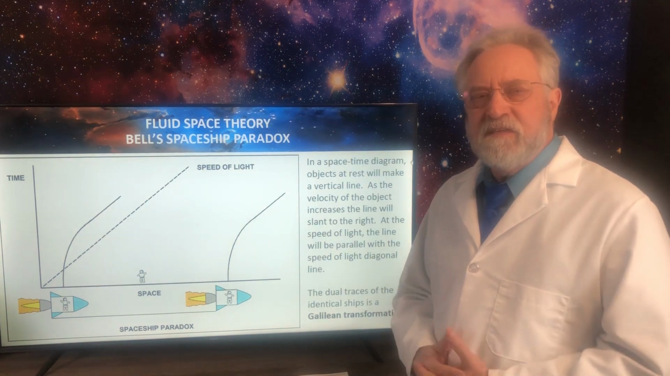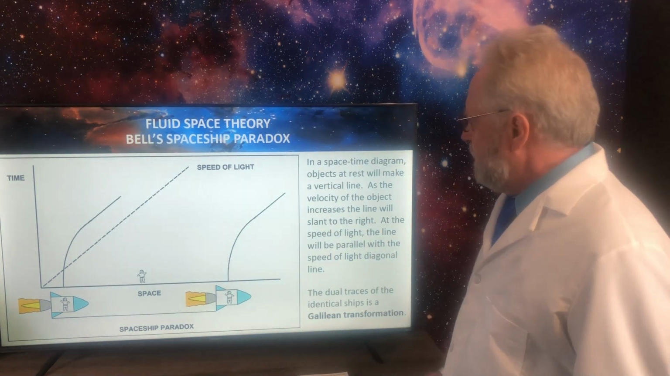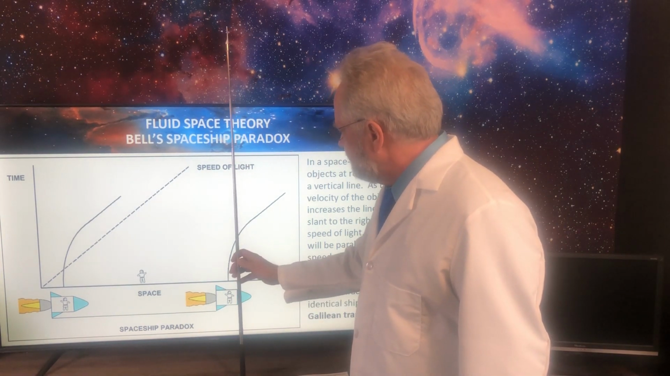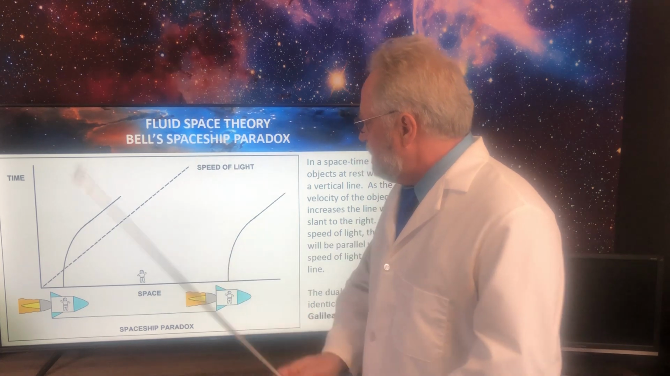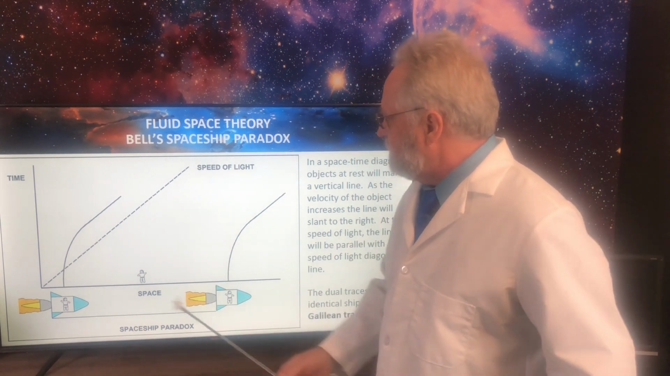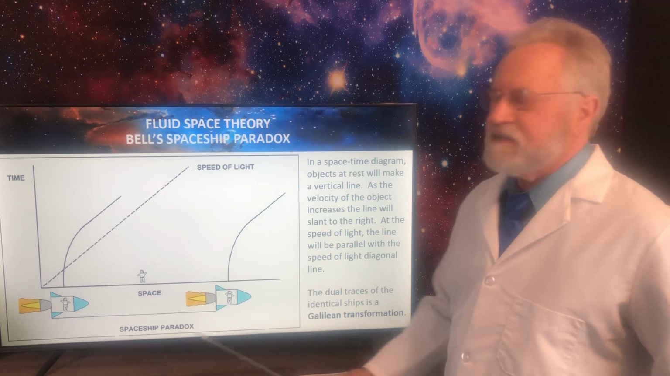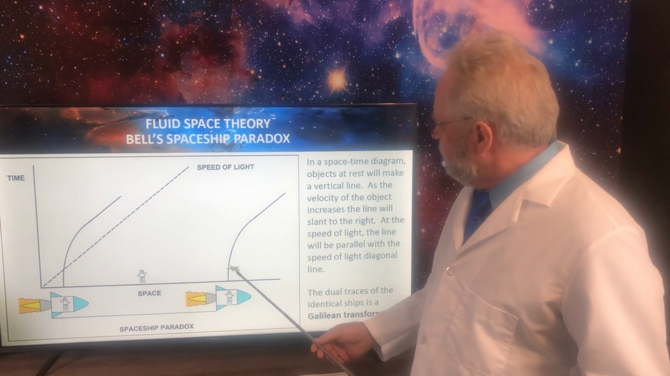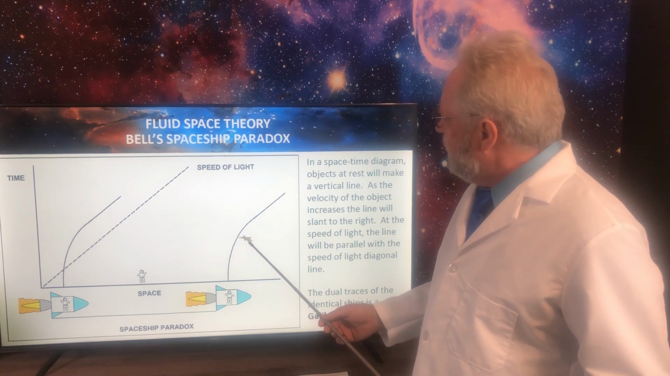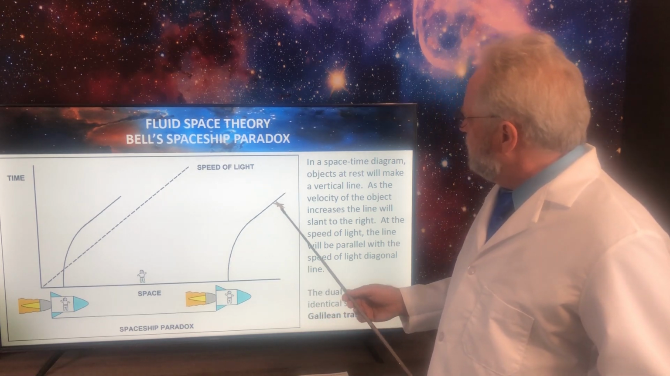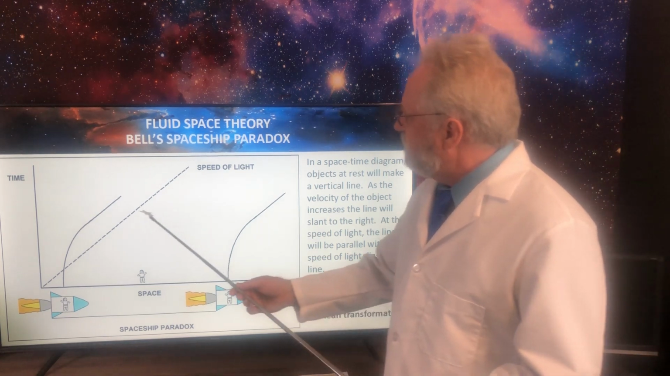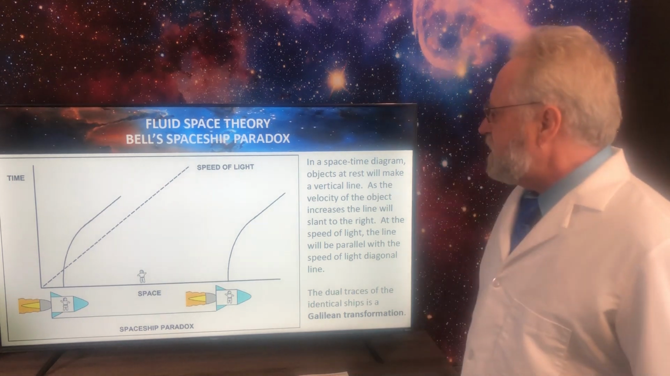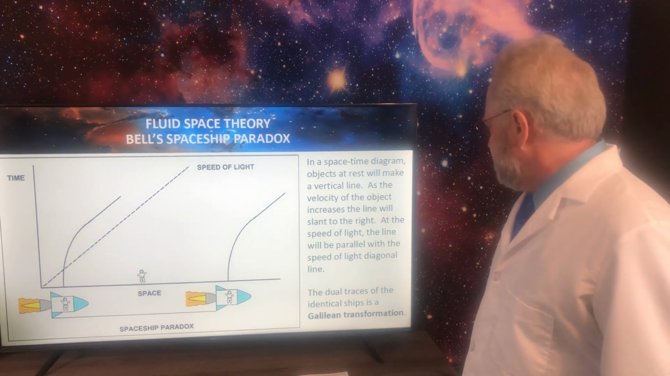If we plot this on a space-time diagram, a spaceship at rest will form a vertical line. So they're starting out from rest at some distance between each other. We have space along the lower axis, time on the vertical axis. As time passes, they begin to move, and we show this as a slant. And as they get up close to the speed of light, the slant of the line will become parallel with the speed of light line. So this is how you would plot it on a space-time diagram.